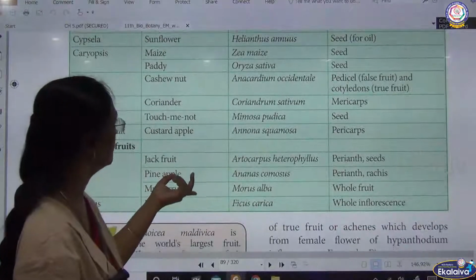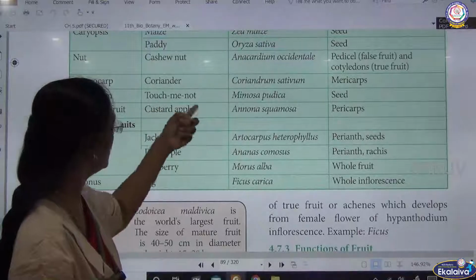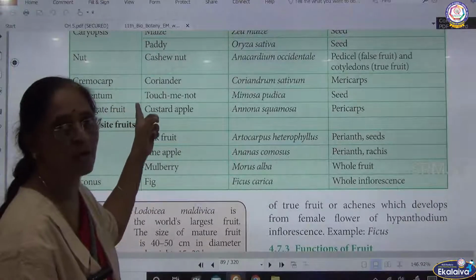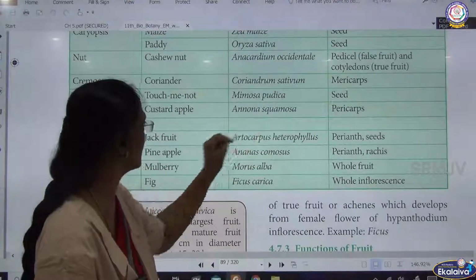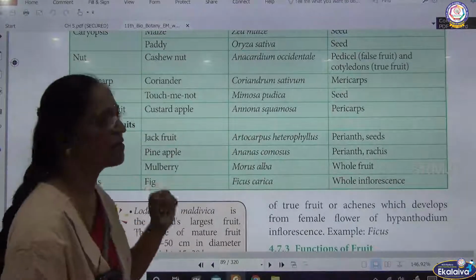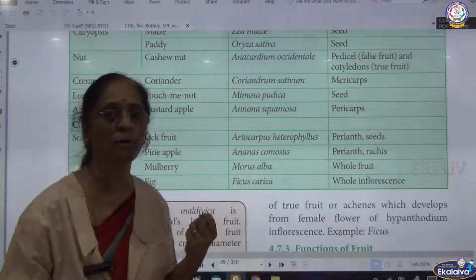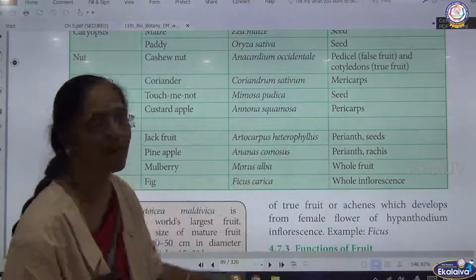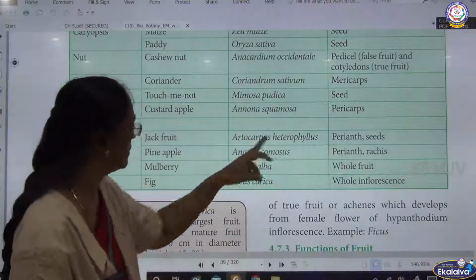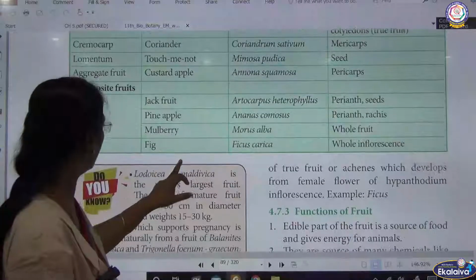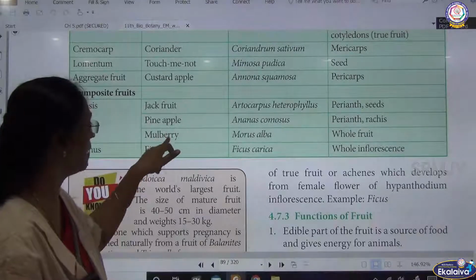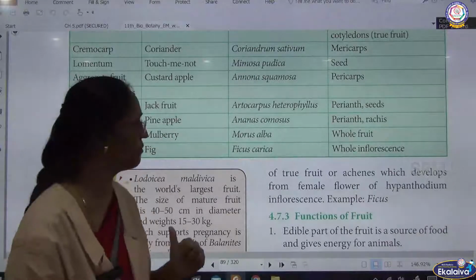And coriander. And touch-me-not plant, Mimosa pudica, the fruit is called lomentum. It is the seed. And aggregate fruit is the custard apple, where we were talking about apocarpous pistil, which will develop into it. Botanical name is Annona squamosa. The pericarp is the edible part. And in composite fruit, we have said sorosis, jackfruit, pineapple and mulberry are the examples of it.